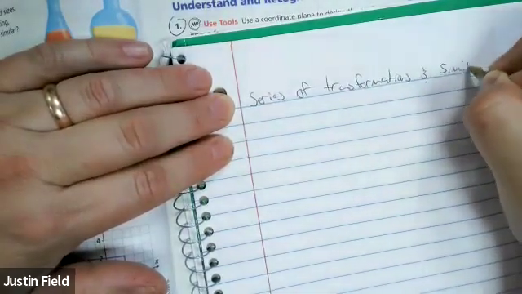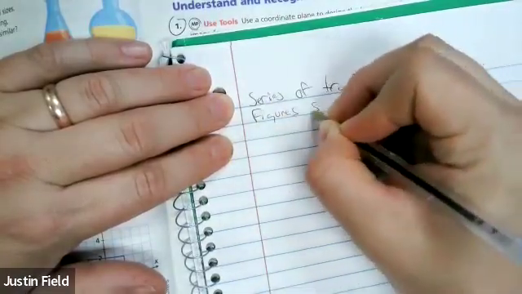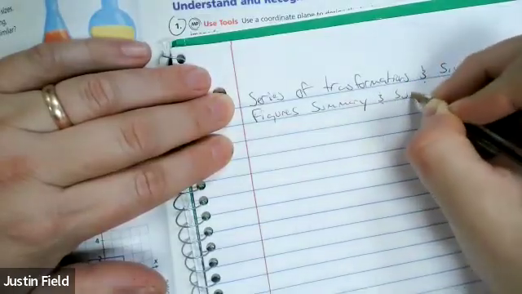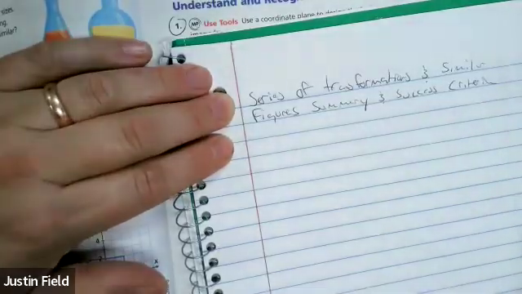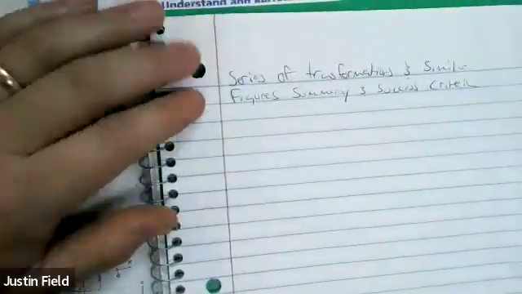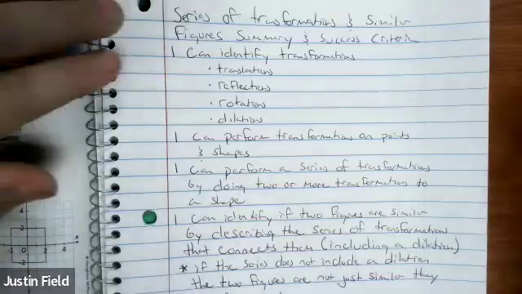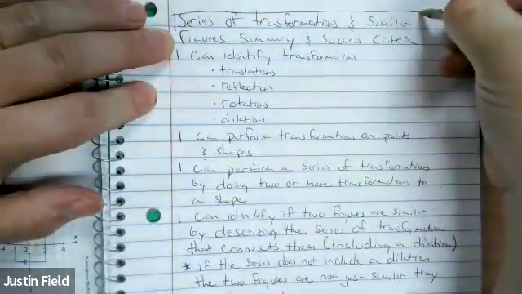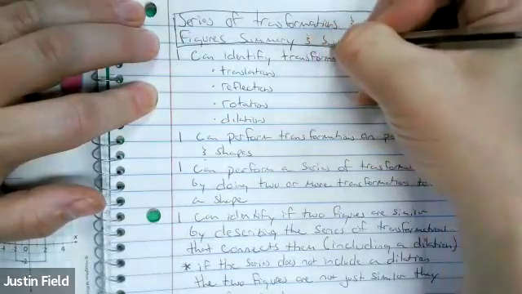and similar figures summary and success criteria. All right, let me pause so you don't have to watch me write it out, and I'll be right back. All right, this is where we're gonna land here. So, series of transformations, summary, and success criteria.